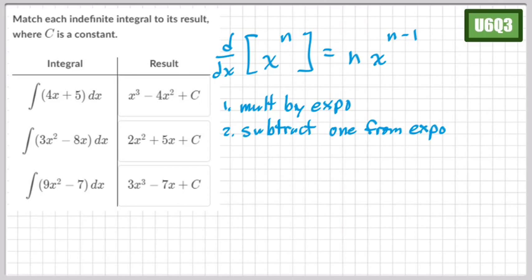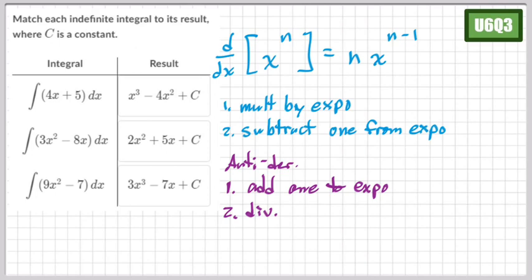So we're going to go backwards here. If we were going backwards, what would be the first thing you do? Because this is the derivative. If you're doing the antiderivative, what would you do first? You would add 1 to the exponent. And then our second step would be to divide by the new exponent.